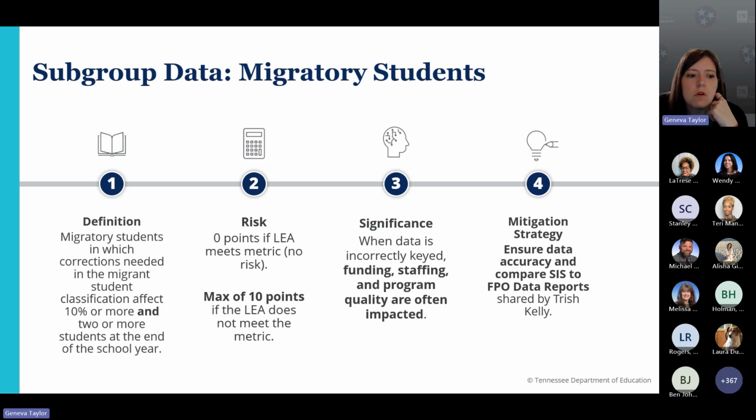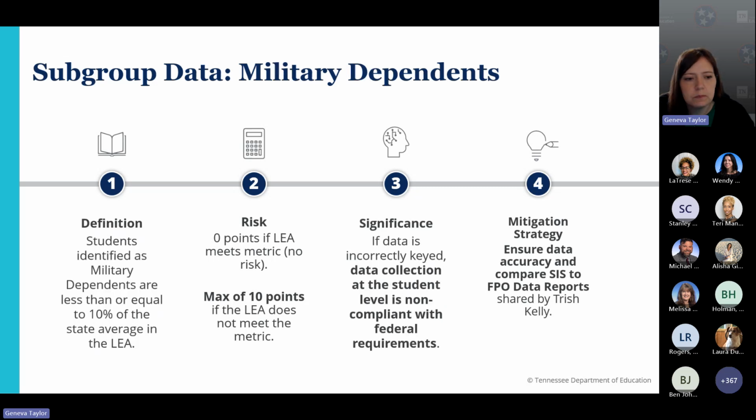Very similar for migratory students. We are looking for migratory students in which they needed corrections to their classification if it affected 10% or more of your students, and 2 or more students at the end of the school year. So if we waited all year and we still didn't fix it, then that's going to contribute to risk at the LEA level as well. Notice that all of these are just 10 points apiece, which is rather small when compared to some of our other categories that we will get to a little bit later on.